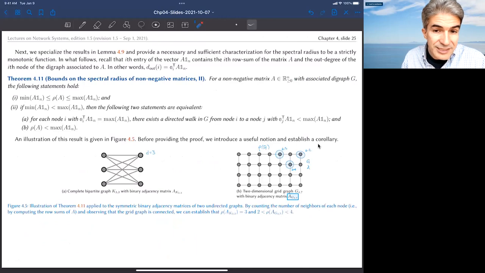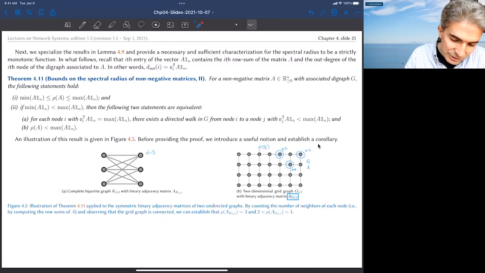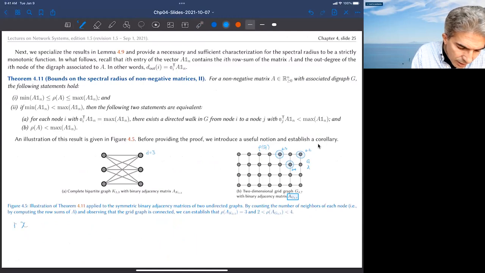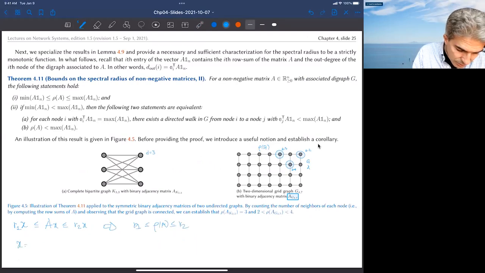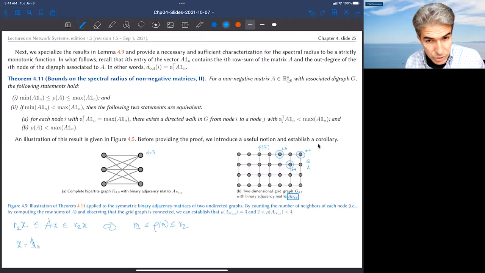Now I'm ready to look at the examples that I am interested in, and they're very nice. The first lemma was that if you can find an x such that R1 x is less than or equal to Ax, which is less than or equal to R2 x, then this implies, under mild assumption, that R1 is less than or equal to rho of A, which is less than or equal to R2. Now we're going to set x equal to 1n. 1n satisfies the assumptions of that lemma. It's actually positive instead of non-negative.